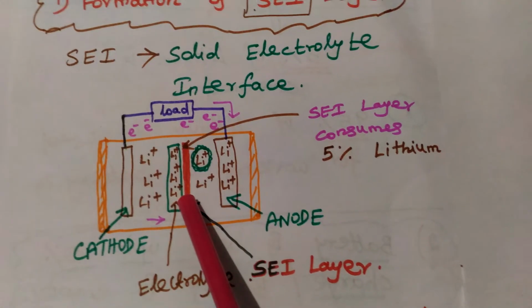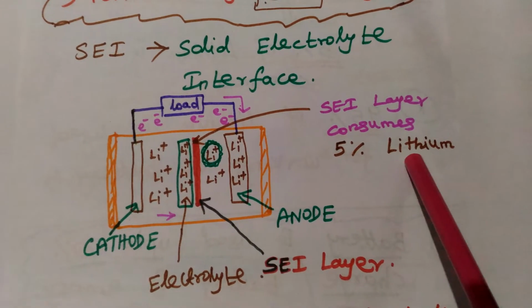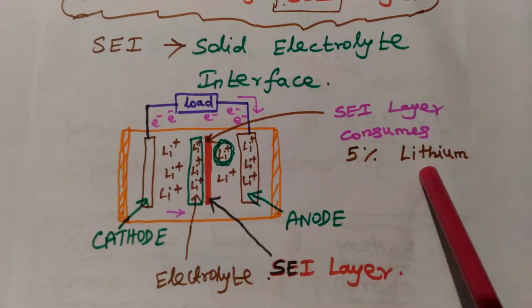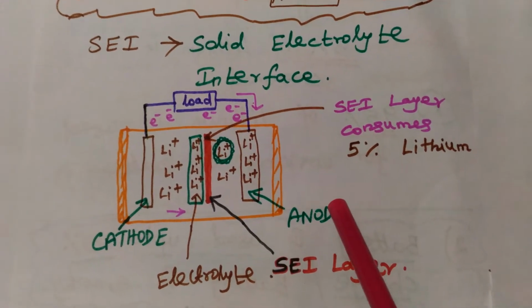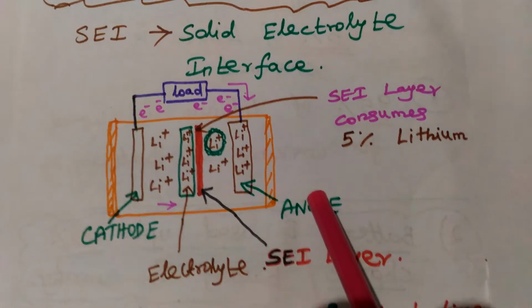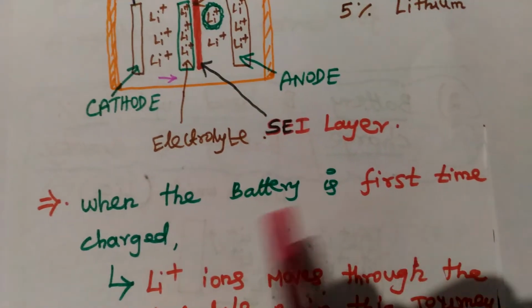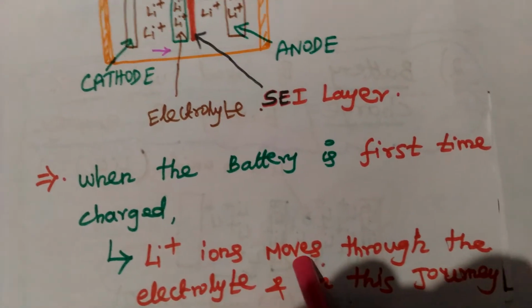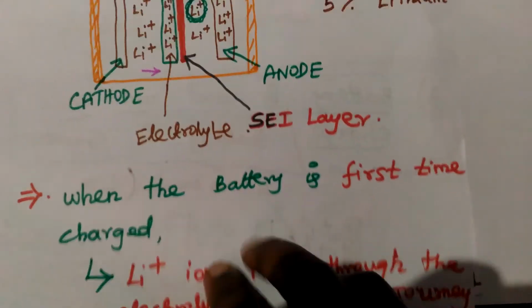The formation of the SEI layer consumes 5% of the lithium. So only 95% of the lithium is utilized for battery working purposes. So this is the first reason how the maximum capacity of the battery is reduced. Now let us see in detail. When the battery is charged for the first time, the Li+ ions move through the electrolyte, and during this journey, what will happen?